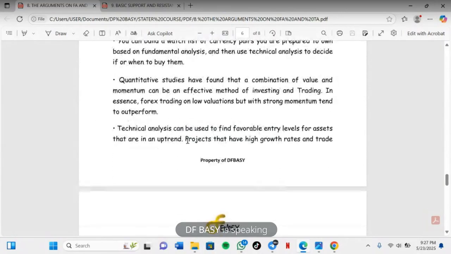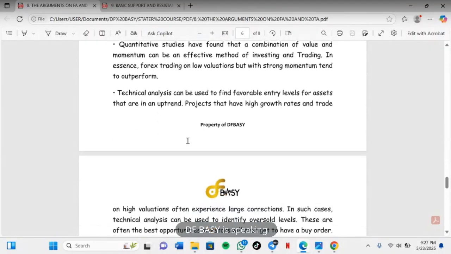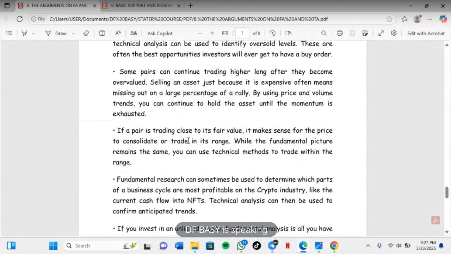Technical analysis can also be used to find favorable entries and levels for assets, trend and projections and all that. So combining the two of them can give you a fair value and a fair price at which you can make money in the market. It can give you a good and straightforward analysis, price speculations, right? Against each currency pair, one pair against another pair against another.